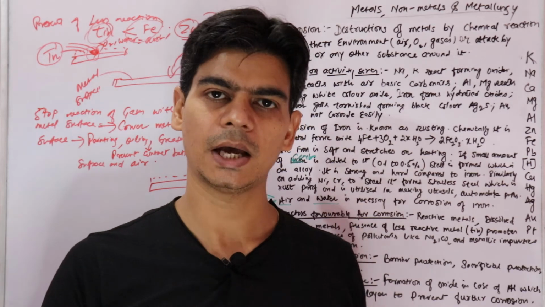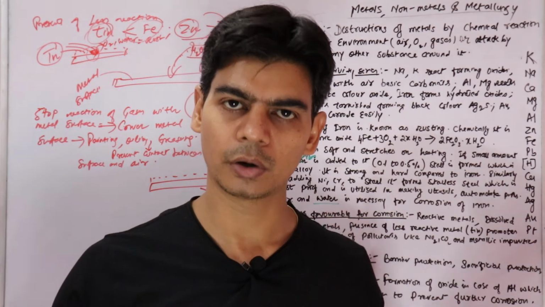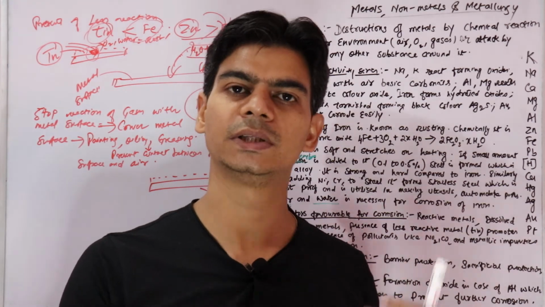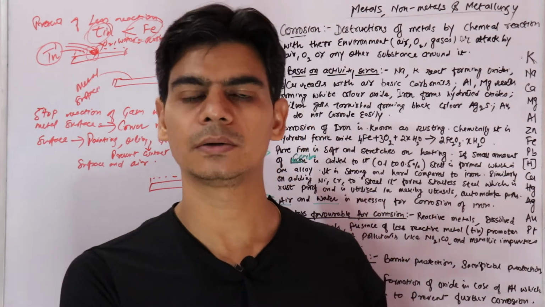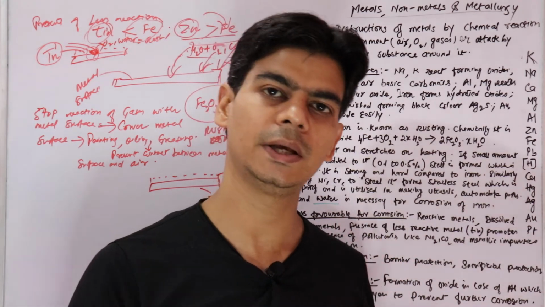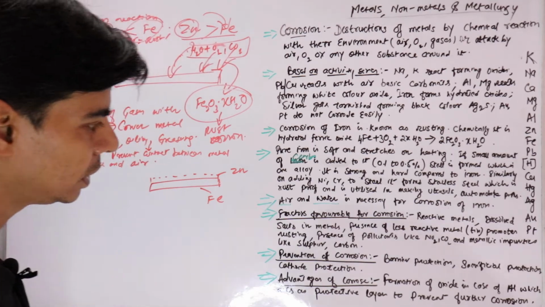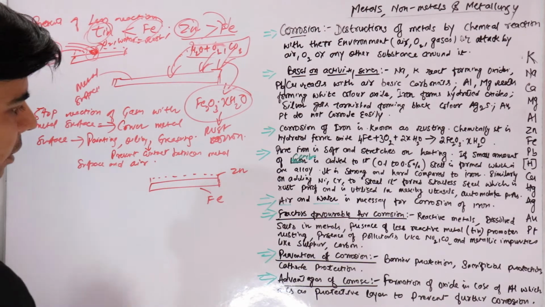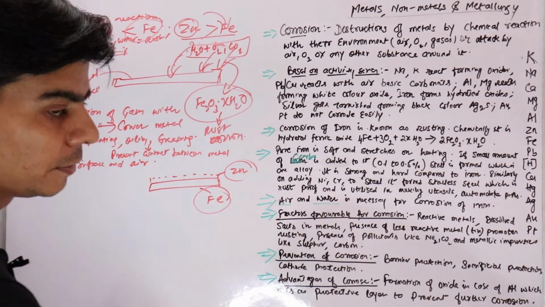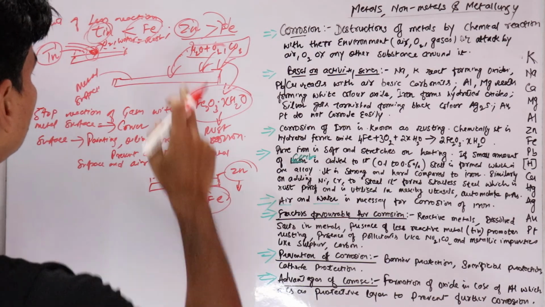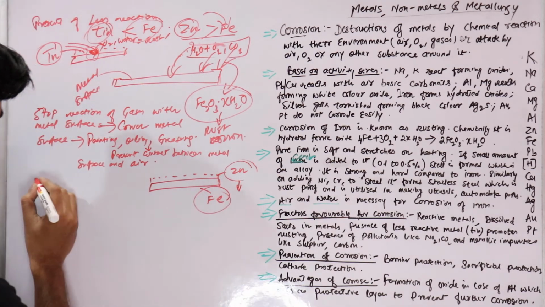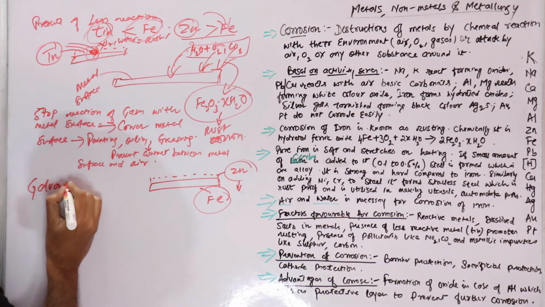Instead, since we have a coating of more reactive metal on it, that more reactive metal will always react and prevent the baser metal from coming in contact or reacting with air. So it's a coating of a more reactive metal like zinc on iron. And this is known as galvanization.